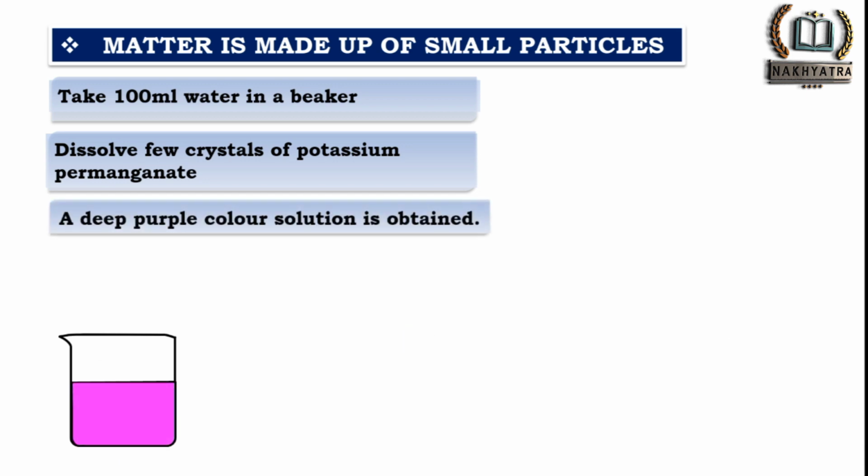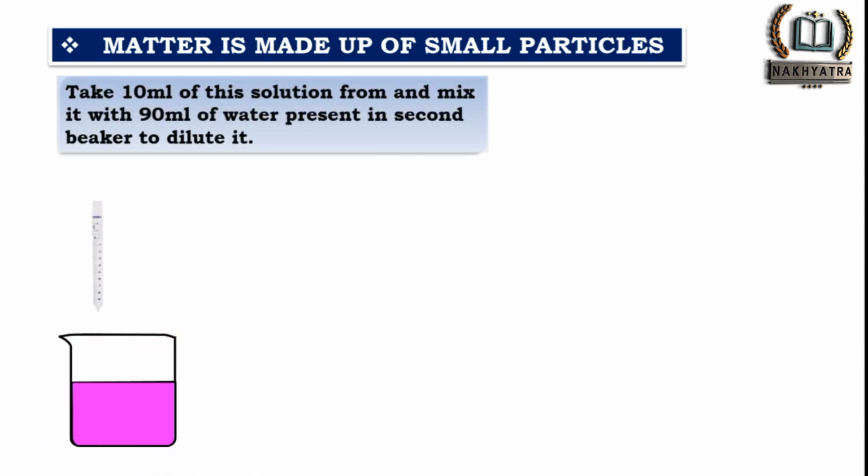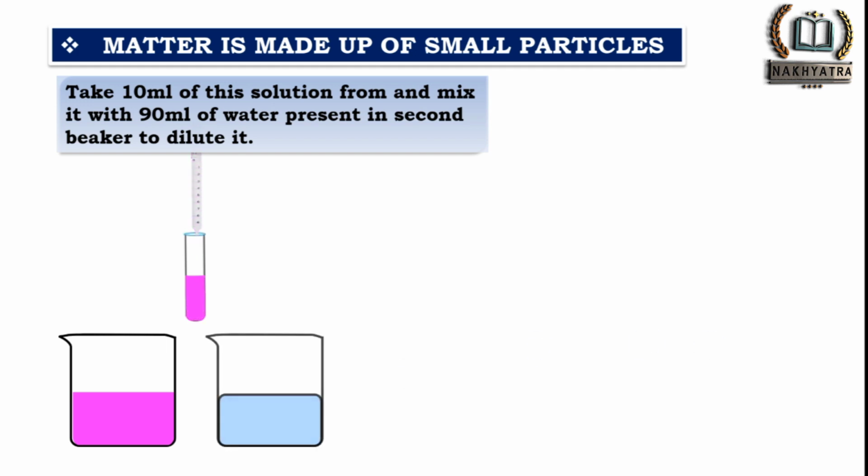Now you can see that a deep purple color solution is obtained. Can you see here? Now take 10 ml of this solution and mix it with 90 ml of water present in a second beaker to dilute it.